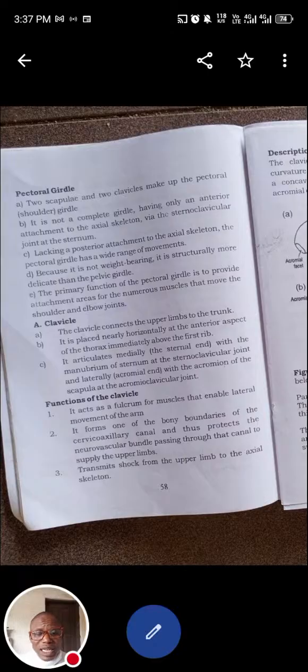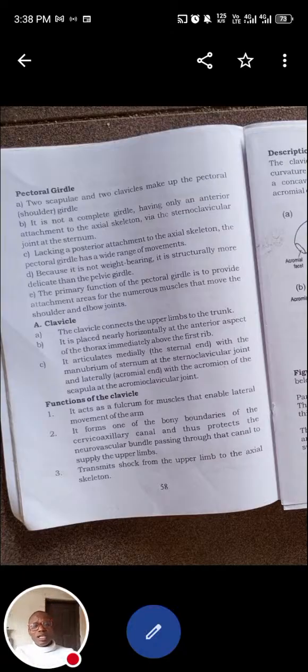It articulates medially. What is medial? When something comes towards the middle line, or the median plane, it is called medial. When something moves away from that middle line, it's called lateral. So this medial end is called the sternal end. Let's say this is the clavicle. This end is called the sternal end because it articulates, meets, or joins with the sternum.